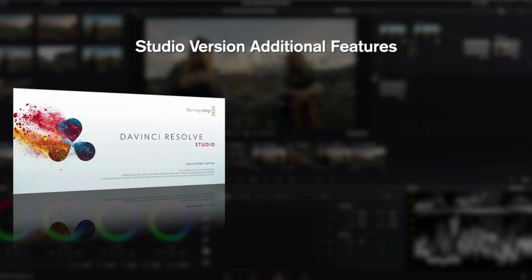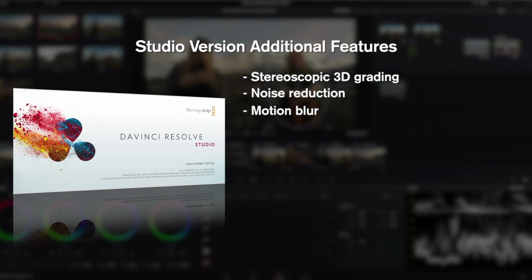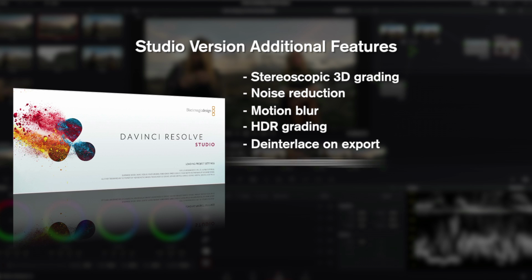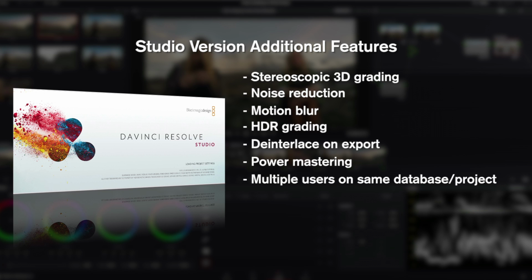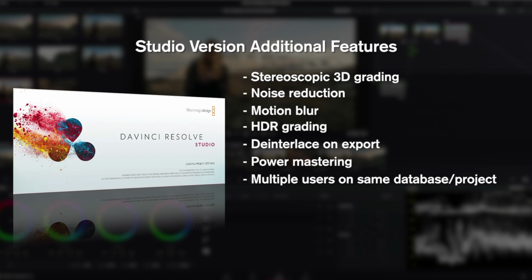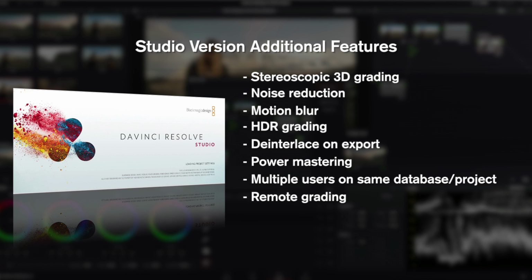Now, the Studio version has additional features that may be important to some workflows, like 3D stereoscopic grading, noise reduction, motion blur, HDR grading, deinterlacing on export, and power mastering, which allows you to output to tape in real time. Additionally, the Studio has collaborative features where multiple users can work from the same database, even on the same project, at the same time. So if you're in a collaborative work environment such as a studio, this would be the way to do that. The Studio version also supports remote grading, where a remote colorist can do an online color grade via an internet connection.